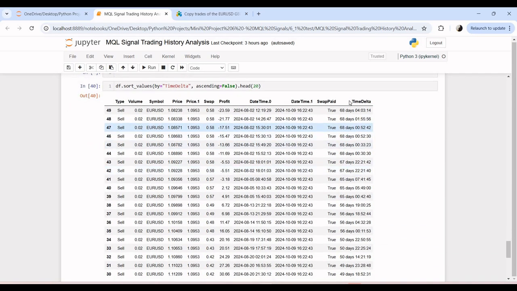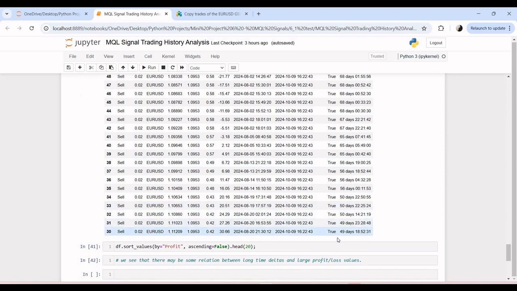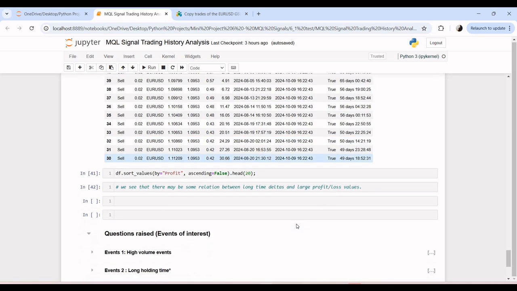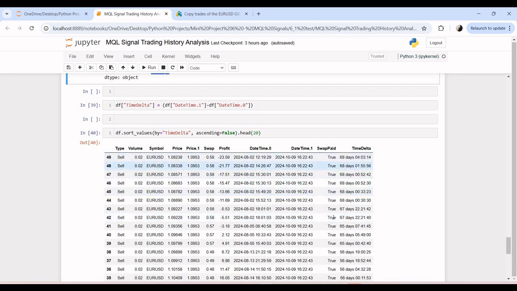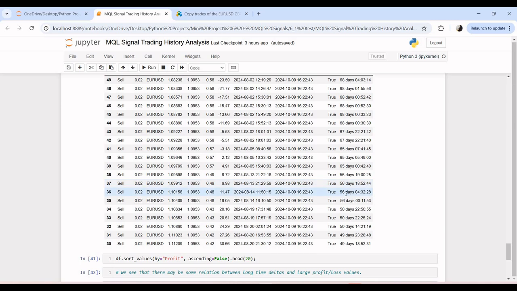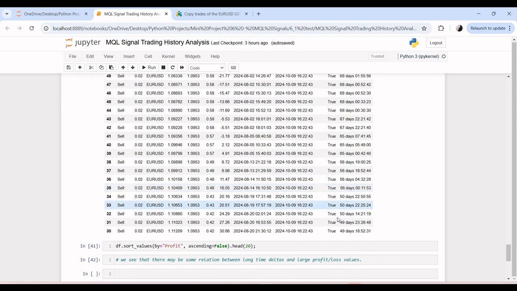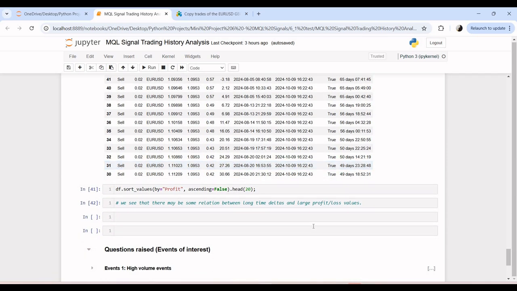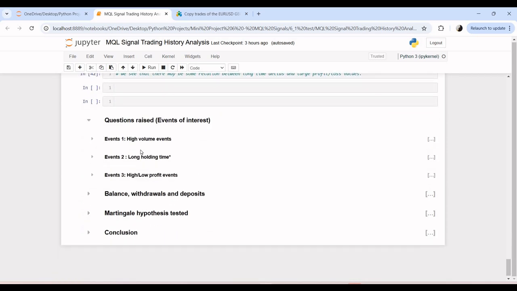Alright, so sorting the times by time delta, we have a bunch of 68 days, 67 days, 49 days. Okay, so these are long holding periods of many days, in fact close to months. It doesn't seem to be that much of a once off. It seems to be dotted around there.